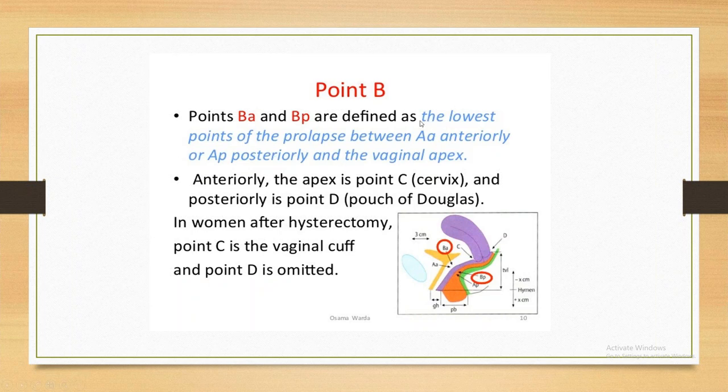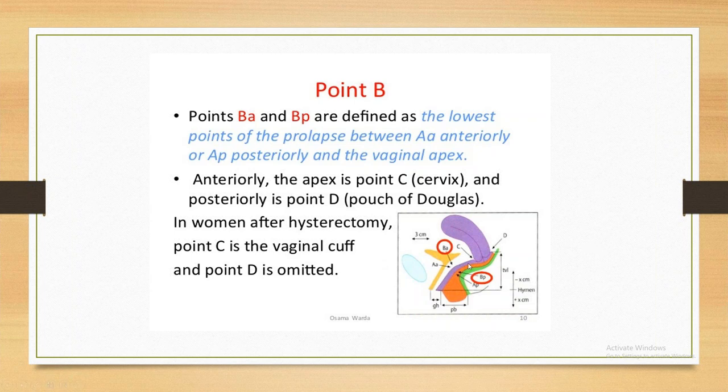Now BA and BP. It is the lowest point of prolapse between AA and C anteriorly, and between AP and the vaginal apex posteriorly, that is the posterior fornix. So BA will be the point between AA and C anteriorly, and BP between AP and D posteriorly. The point of maximum prolapse on the anterior vaginal wall will be BA, and the point of maximum prolapse on the posterior vaginal wall will be BP.